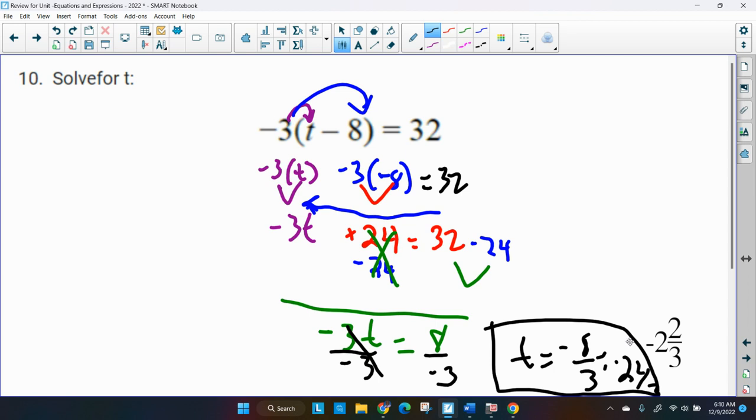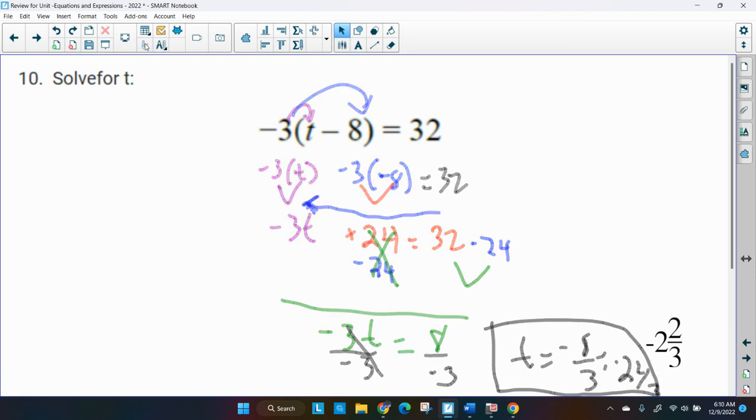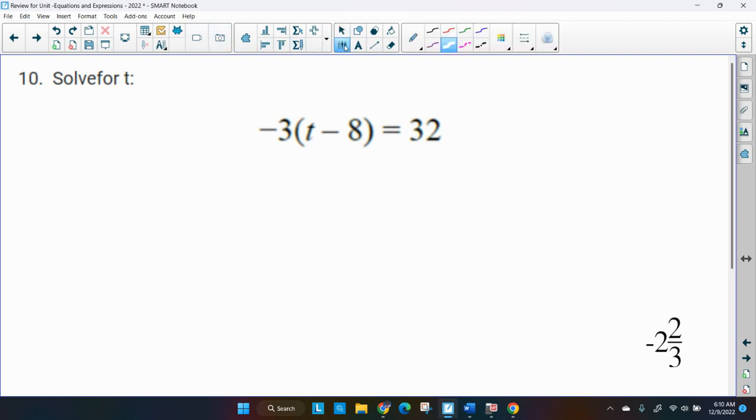Okay, so that was an interesting question. Is that the only way to do it? No. I like showing off this way myself. Let me show off something we do in accelerated math. When you are dealing with problems that have parentheses next to a number, instead of multiplying and distributing the three out to all of the stuff in the parentheses, we do the opposite of multiplication, which is division. So we will divide both sides by negative three. That way the negative threes will be gone, leaving us with just the T minus 8.